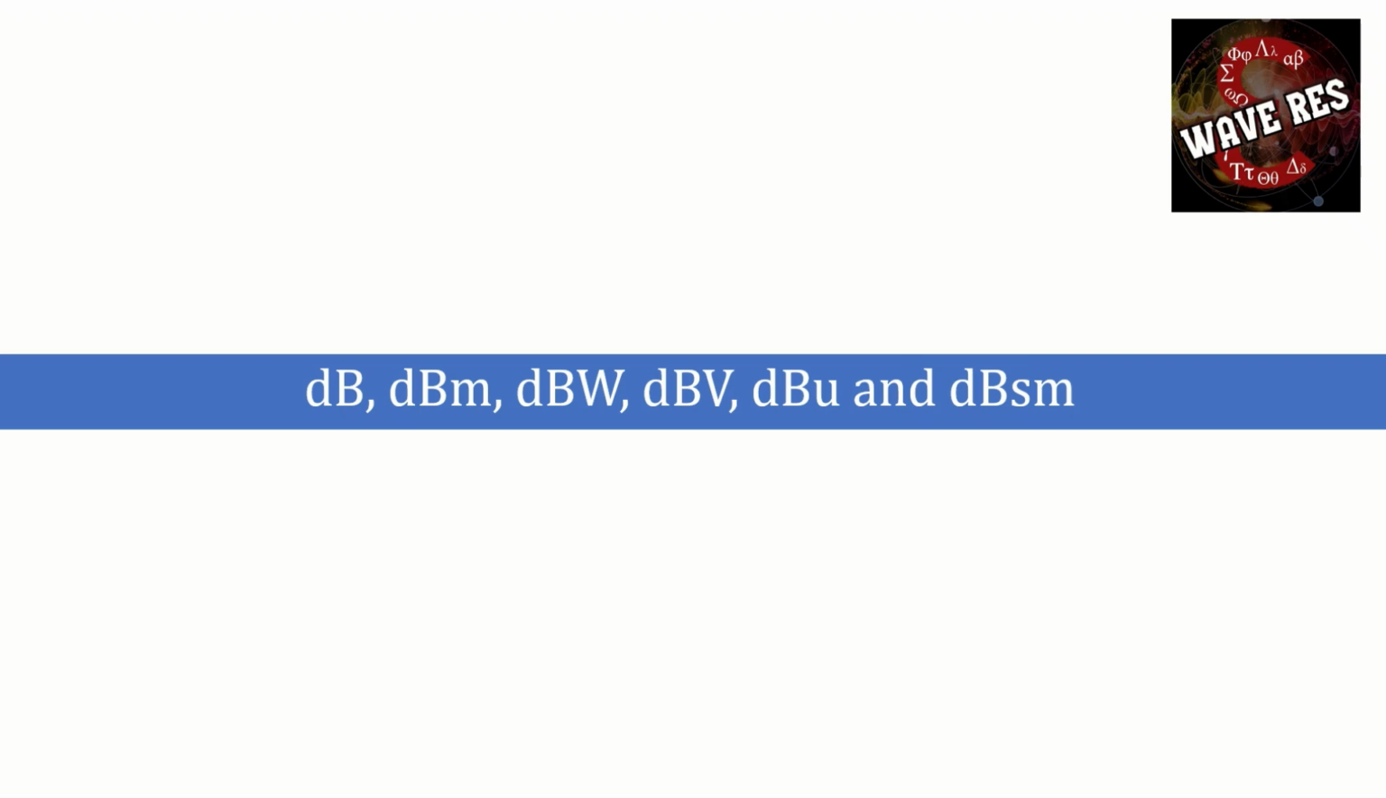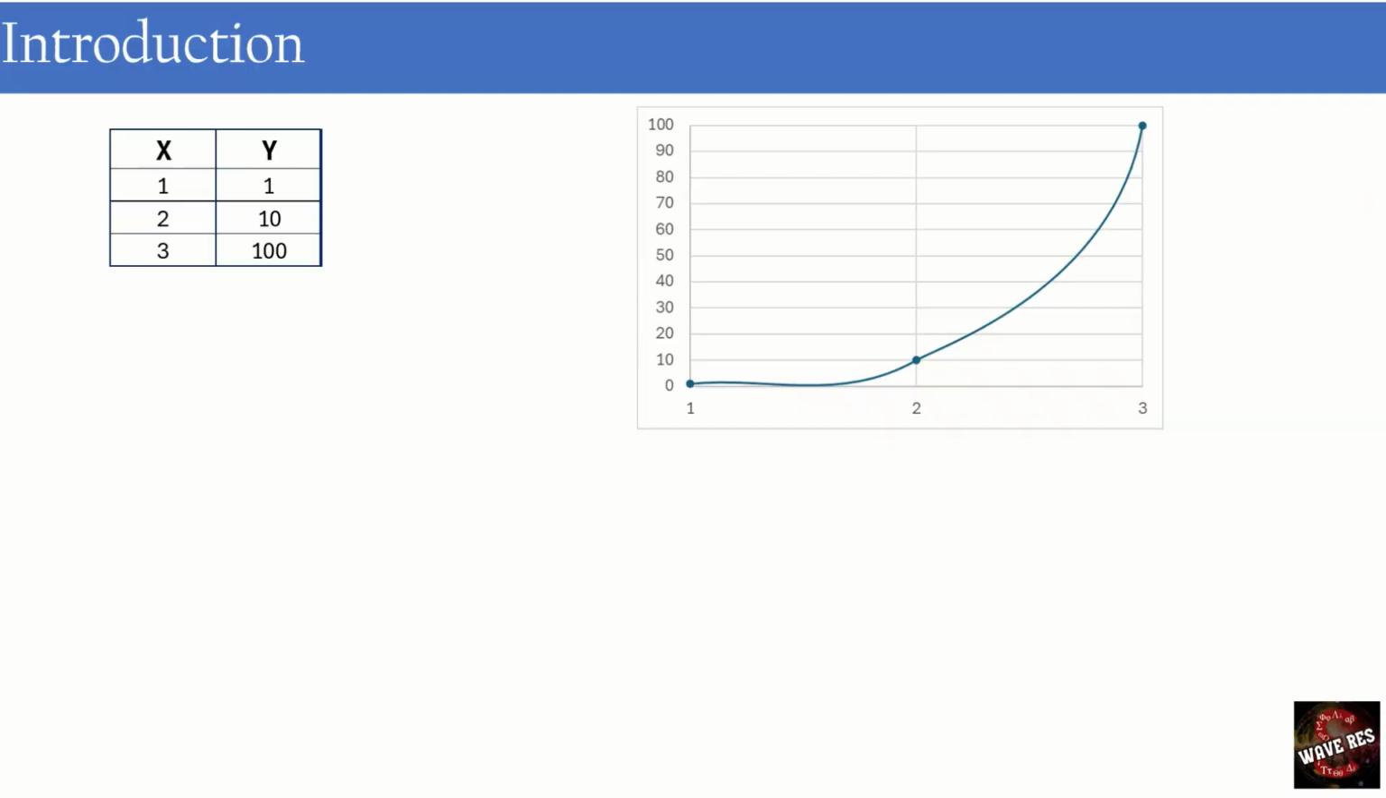When we are dealing with RF elements like antennas and amplifiers, we see that these amplifier and antenna gains are specified in terms of dB, and we usually see these scalings like dB, dBm, dBW, dBV, dBu, and dBsm in different scenarios. So in this video, let's explore what is meant by these types of specifications. Let's start with an example.